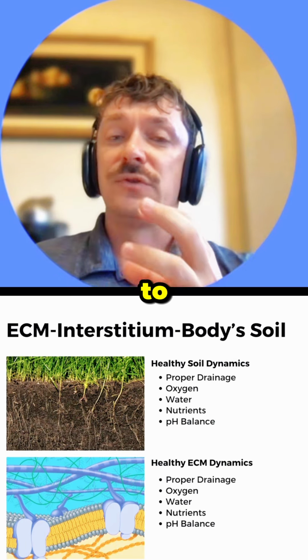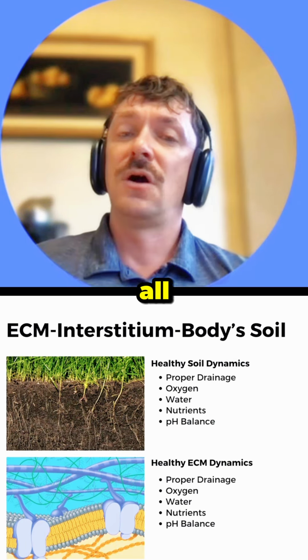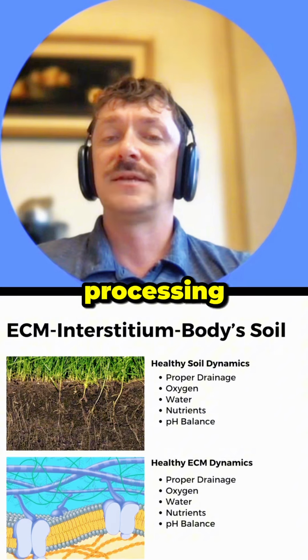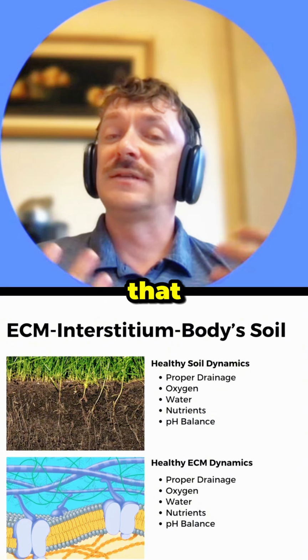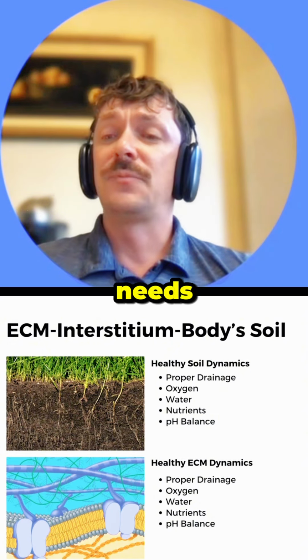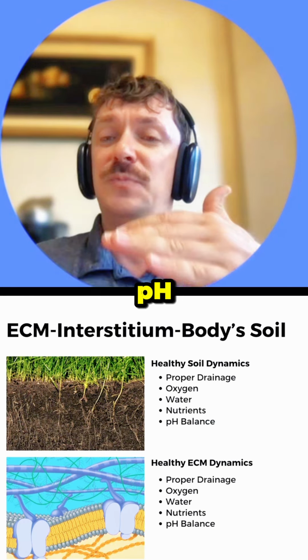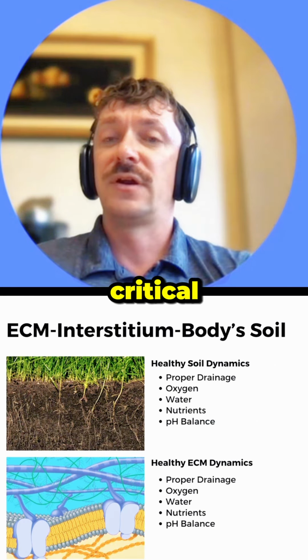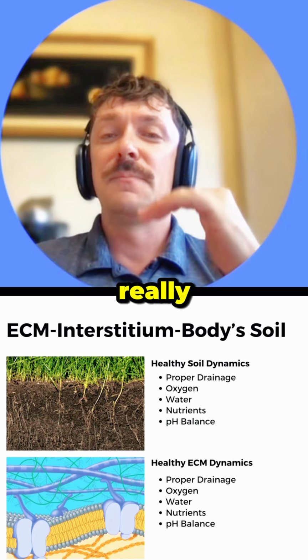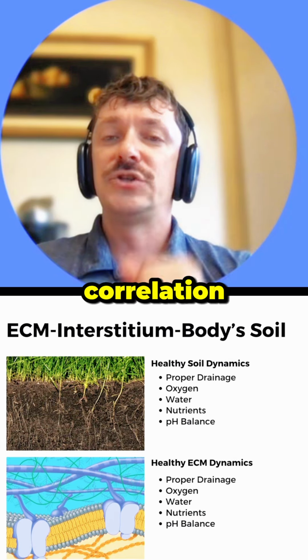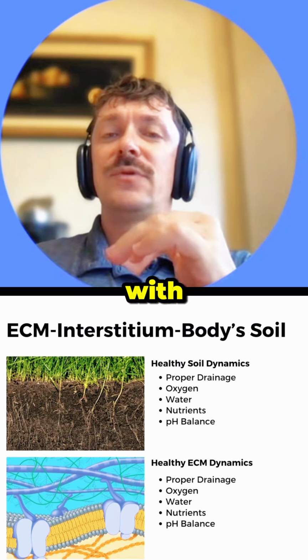With proper drainage through the lymphatic system, it pulls all that fluid out of that space for processing. It needs to be oxygenated so that the cells are properly oxygenated. It's the right amount of hydration, minerals and nutrients, and pH balance of this space is also really, really critical. So it's really an amazing correlation we see with nature and we see with the body.